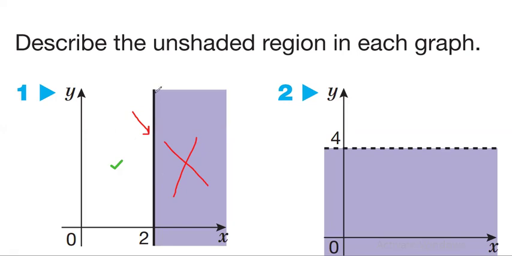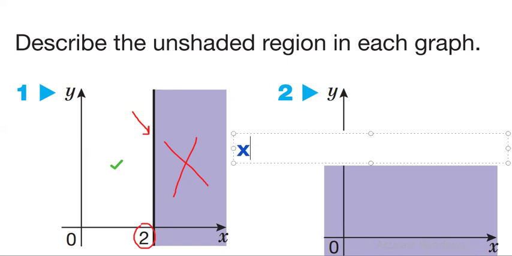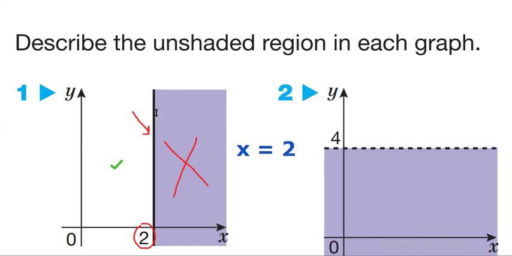First, we have to understand how do we write the equation of a line. When we look at this line here, this line is crossing the x-axis. It's crossing the x-axis over here, and it's crossing the x-axis at 2. So the equation of this line will be x equals 2. That's the first step, writing the equation of the line.